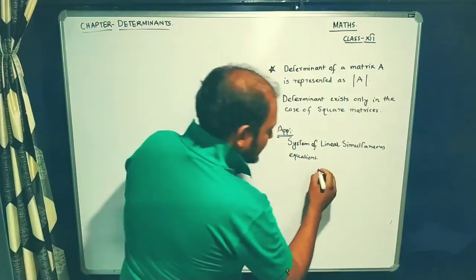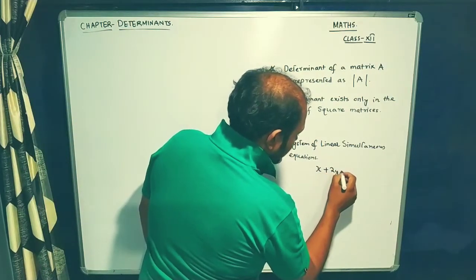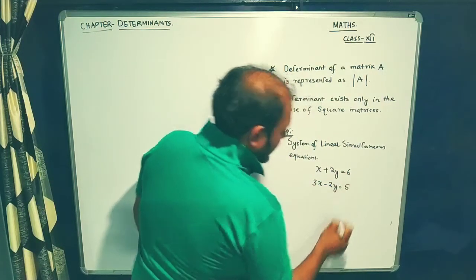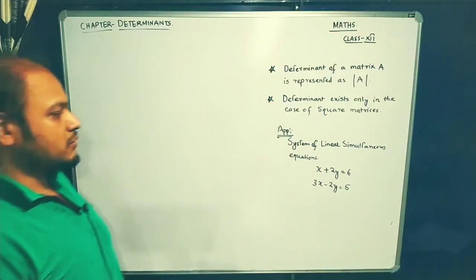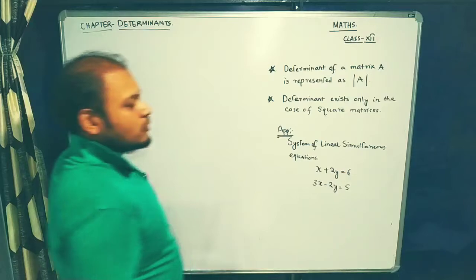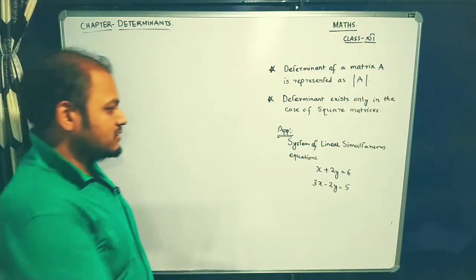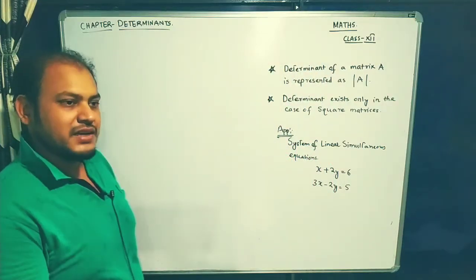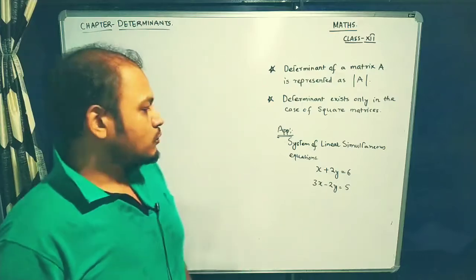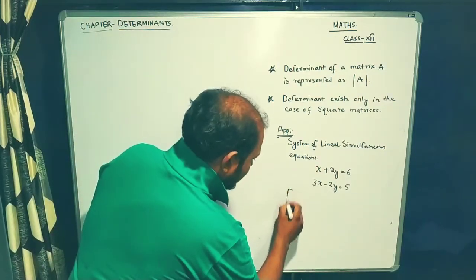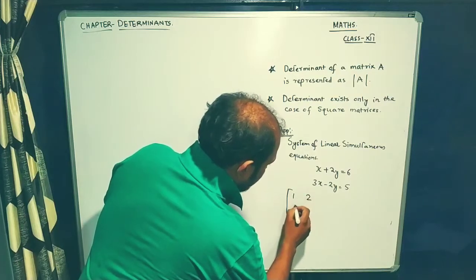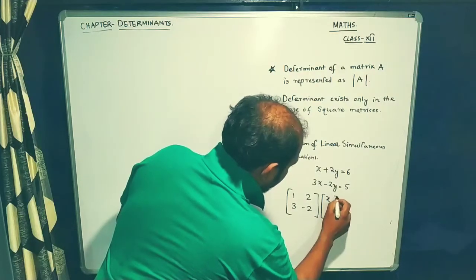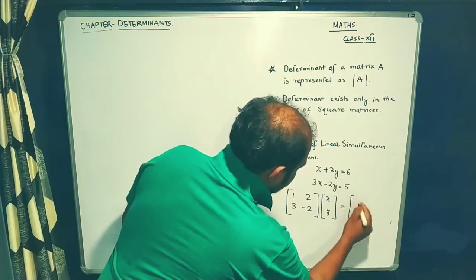Let me give you an example. Let us say you have an equation x plus 2y is equal to 6, and suppose there is another equation. So let us say this is a pair of linear simultaneous equations, and you want to know the nature of the solution. Either this set of equations may have a solution, or it may not have a solution, or it may have infinitely many solutions. So we write these equations in matrix form like this: 1 2, 3 minus 2, times x y, is equal to the right hand side 6 5.